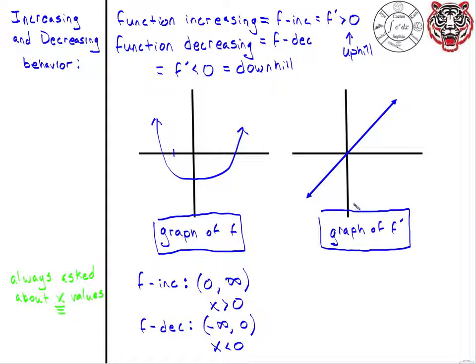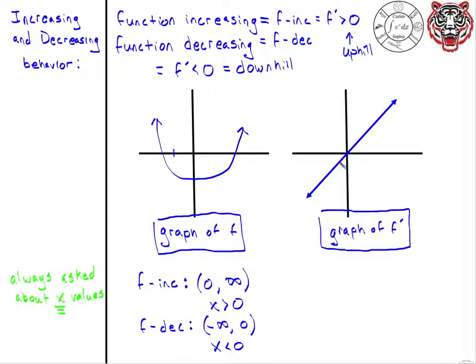This one we can say the same thing though. This question is answered by this answer. Where is f increasing? If I'm looking at a graph of f prime, where is f increasing? You say 0 to infinity, but I'm still asking the same question. F increasing, not f prime increasing. F increasing means what? It's forever uphill. Where is f prime greater than 0 on this graph?